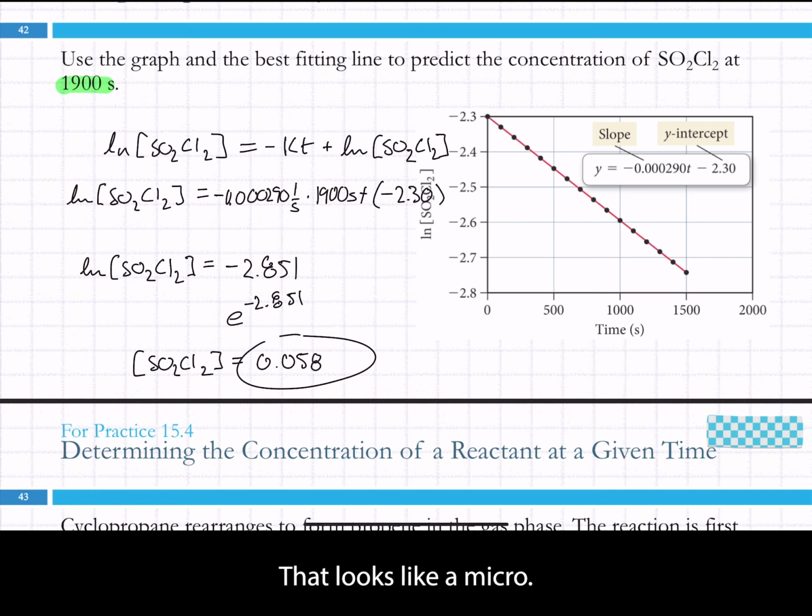That looks like a micro. Nobody's going to ask why 2 sig figs.